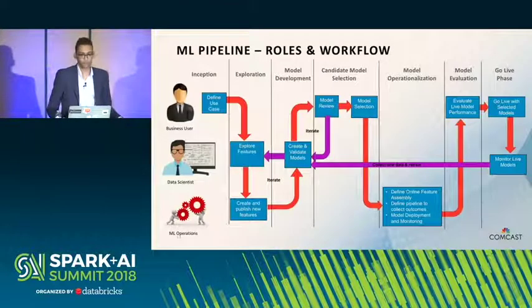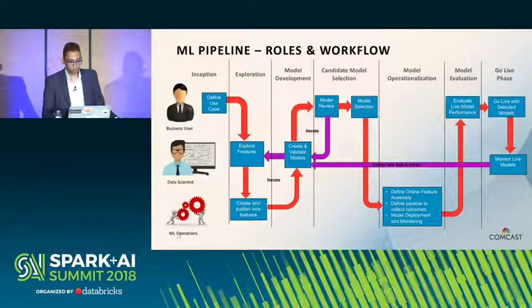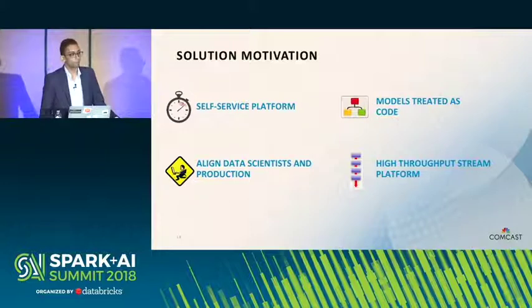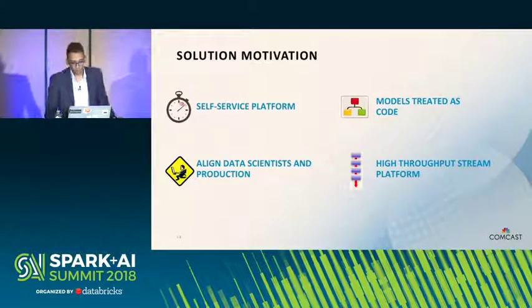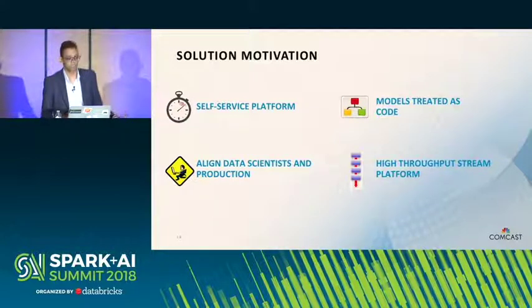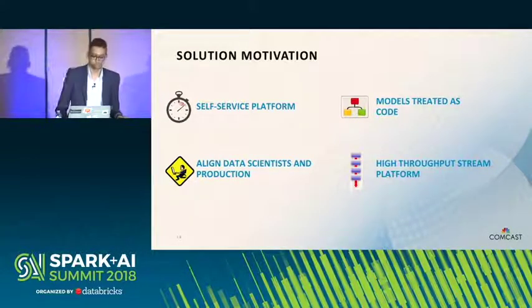Oh, wait, pictures. So all of this was done to solve 4 different problems. We wanted our platform to be self-service. We wanted data scientists to not have to talk to me at all. We wanted to treat models as code so we can use our standard tooling like GitHub and all the standard linting tools. We also wanted to make sure that data scientists and business owners were aligned with production. And lastly, we needed to make things actually work fast in a scalable manner, which is probably what you guys are interested in.